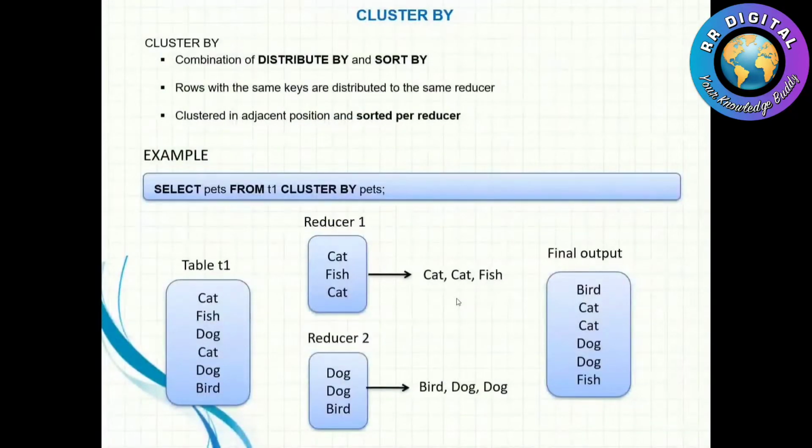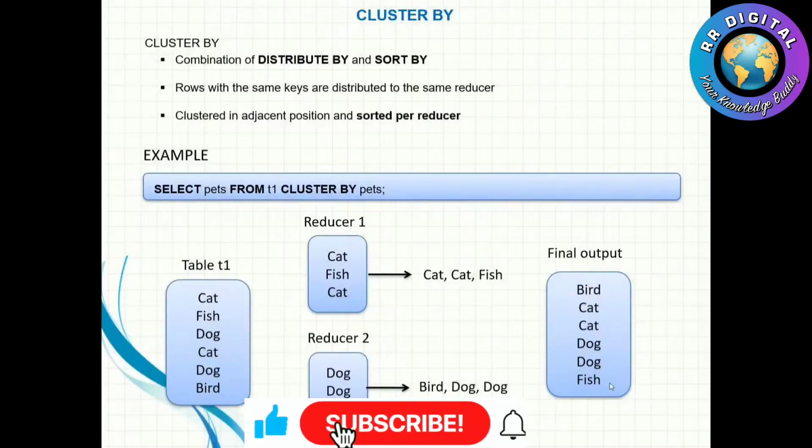Here we have cluster by also. Cluster by always gives correct results, because here also I have table T1 and two reducers are involved. For the final results, cluster by always applies on top of all the reducers' data. Here the final results are shown in sorting order: bird, cat, cat, dog, dog, fish. That means cluster by always applies on top of all the reducers' data, not on individual reducers. So if you compare distribute by and cluster by, cluster by will always give correct results.